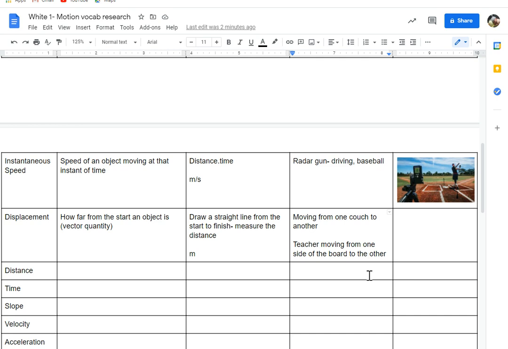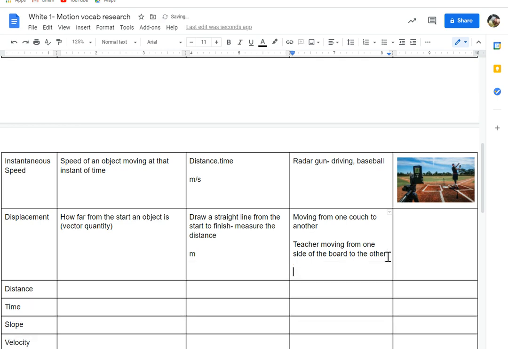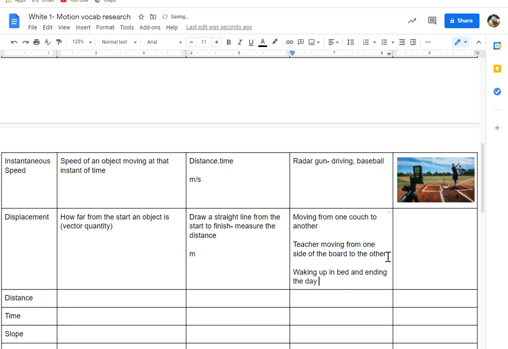All right, so I'm just going to add the one other example of waking up in bed and ending the day in bed. All right, so I like the teacher one. Let's do the teacher one for a picture.